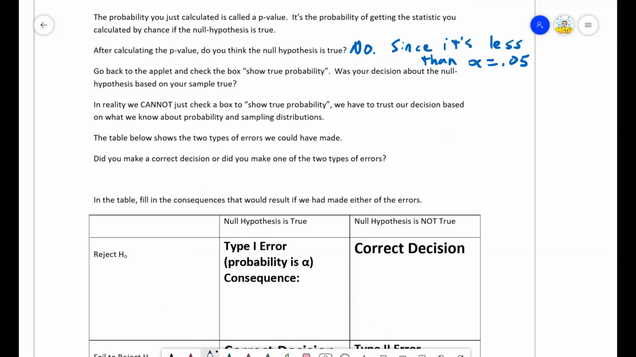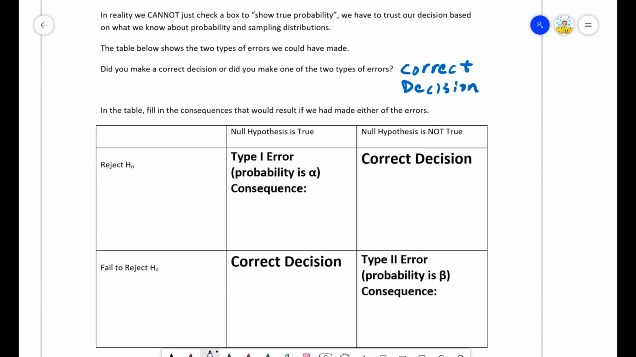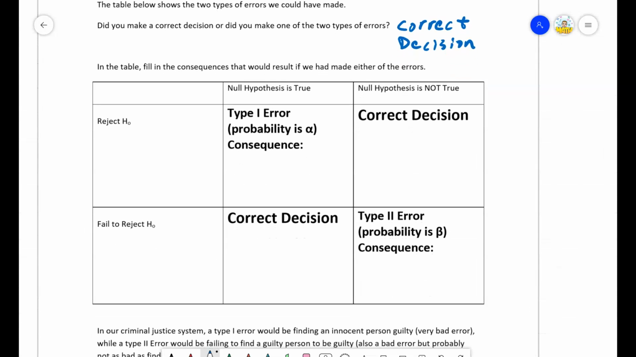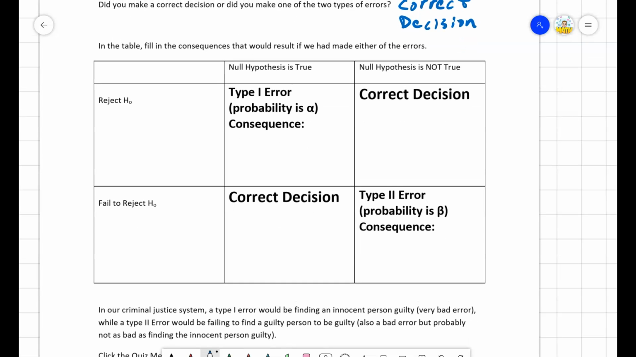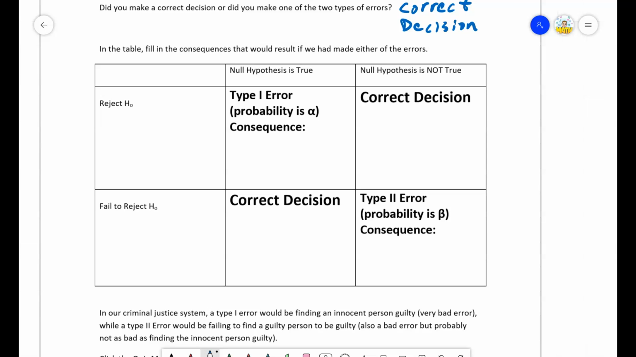In practice, we really don't know whether we made a correct decision or not. We happen to make a correct decision here. But when we do research or we make a decision based on a claim, we just have one sample, and we can't really click and see what the population value is. So two things can happen here, and I like to use the criminal justice system as the example.